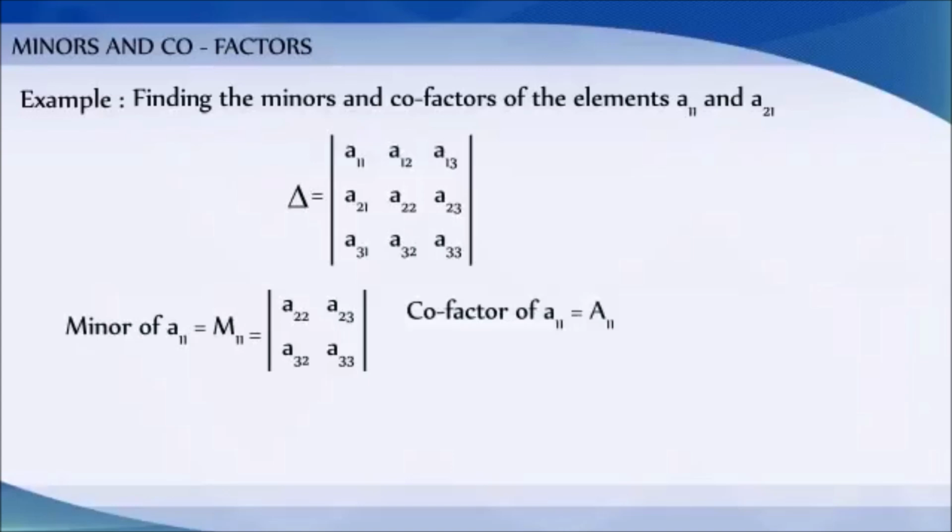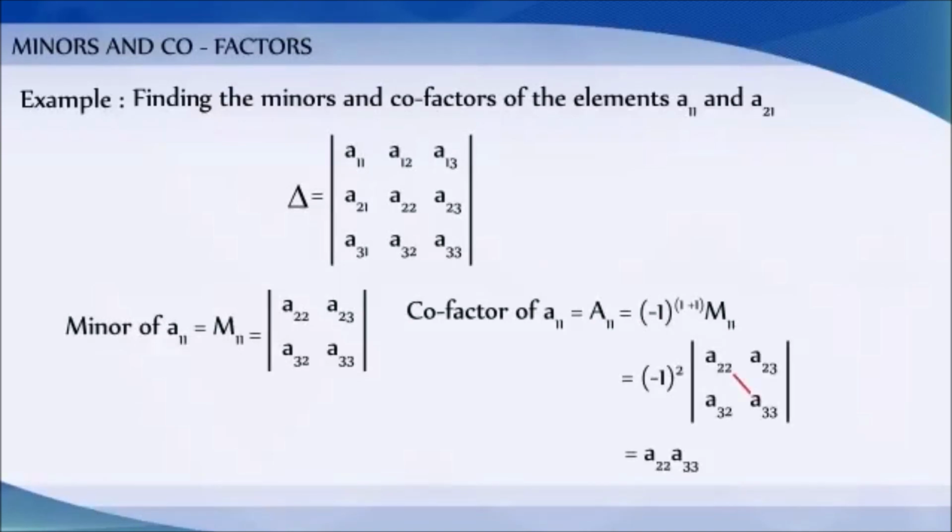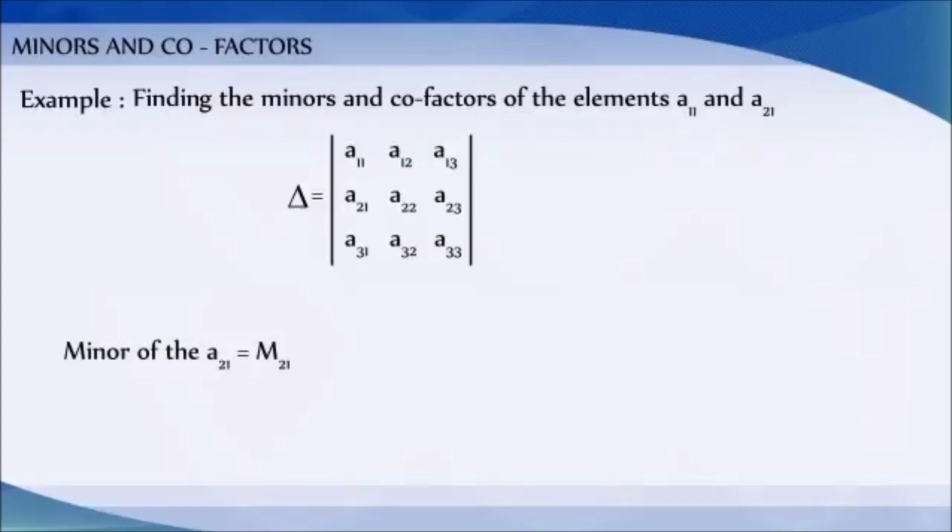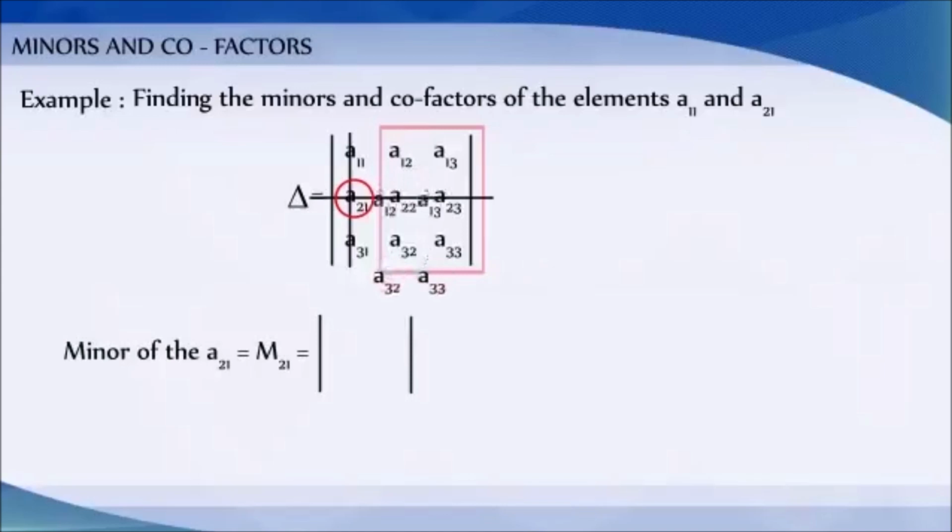Now, cofactor of A11 is equal to capital A11, which is equal to (-1)^(1+1) into M11, which is equal to A22 A33 minus A23 into A32. Now, minor of the element A21 is the determinant obtained by deleting the second row and first column. Therefore, M21 is equal to determinant of A12, A13 and A32, A33.